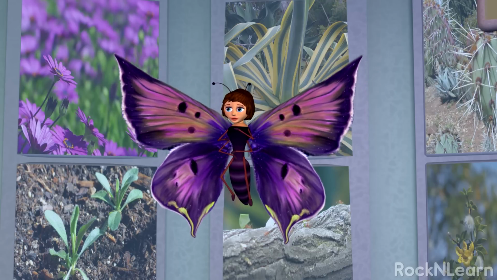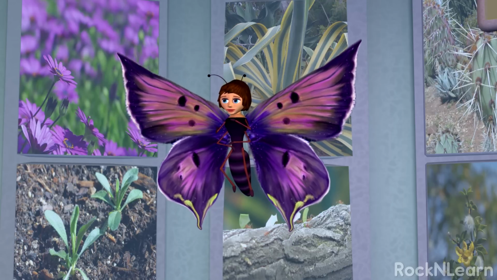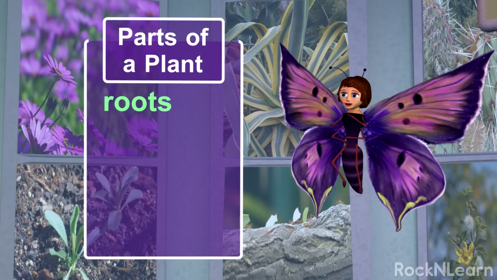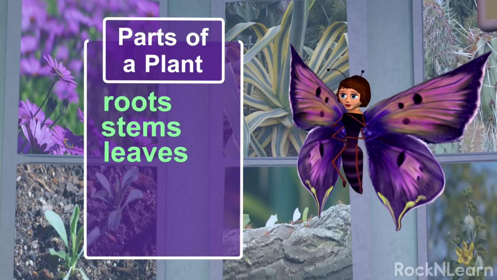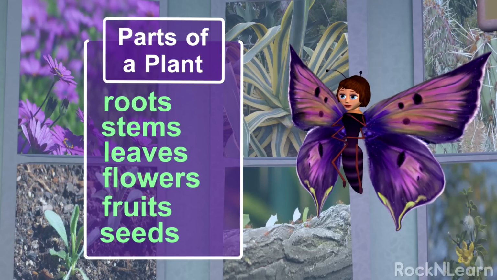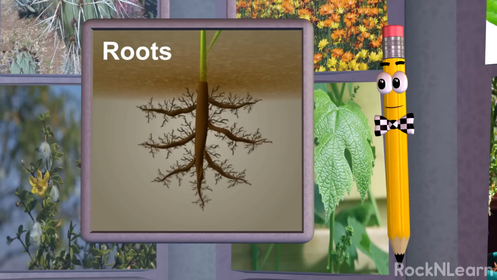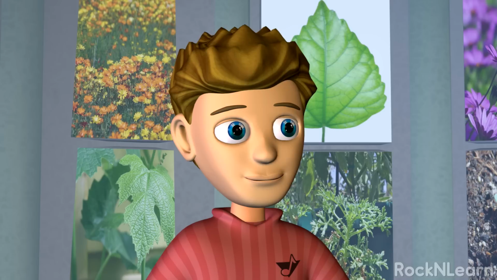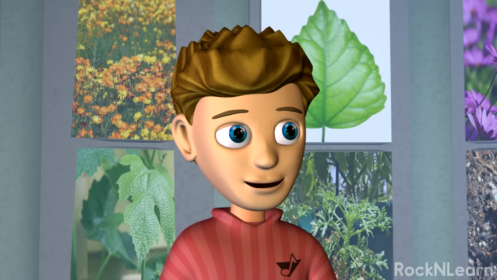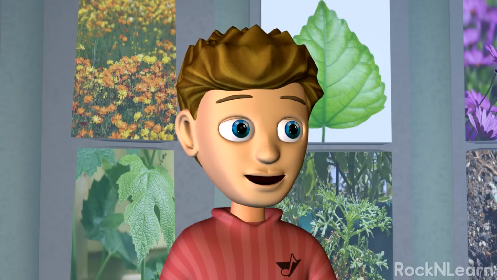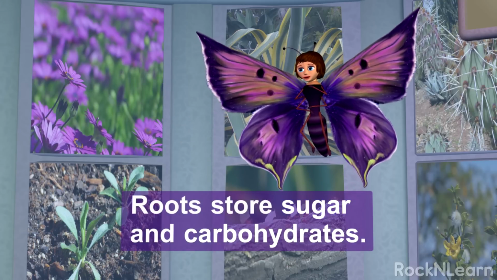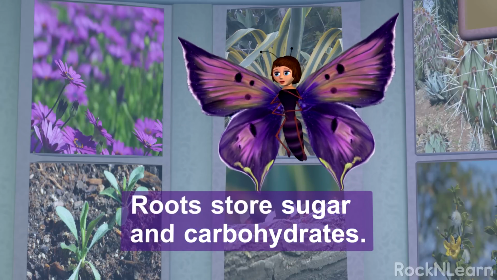Okay, boys. Let's talk about the parts of plants. Many plants have 6 basic parts: roots, stems, leaves, flowers, fruits, and seeds. I like the roots because they provide support for the plant by anchoring it into the ground. The roots also absorb water and nutrients from the soil, which the plant needs to grow. And did you know that the roots can store sugar and carbohydrates for the plant to use for food?